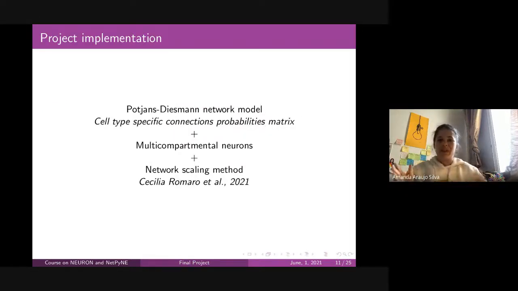So, project implementation. The idea was to use the Potjans-Diesmann network model, keeping its core, that is the cell-type-specific connectome probabilities matrix. It's the most important thing in the Potjans-Diesmann network. Using multi-compartmental neurons and a network scale that allowed me to run it on my computer, for example.